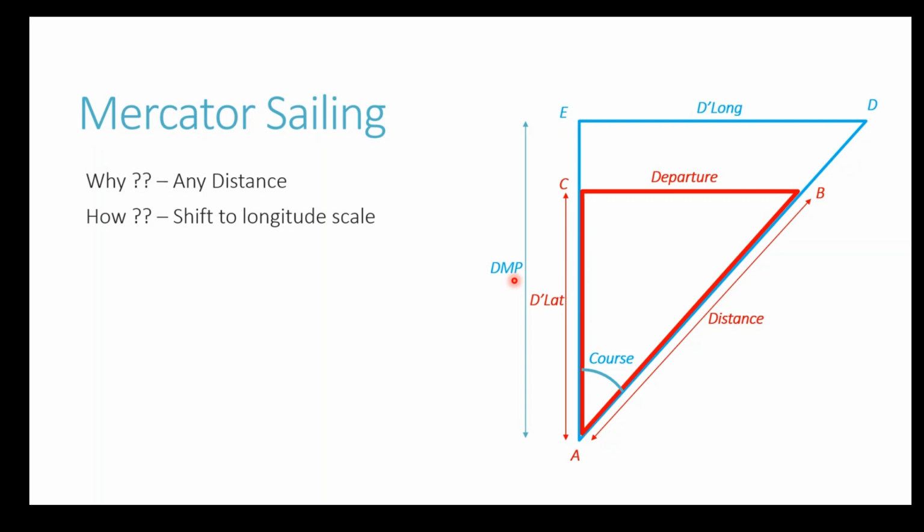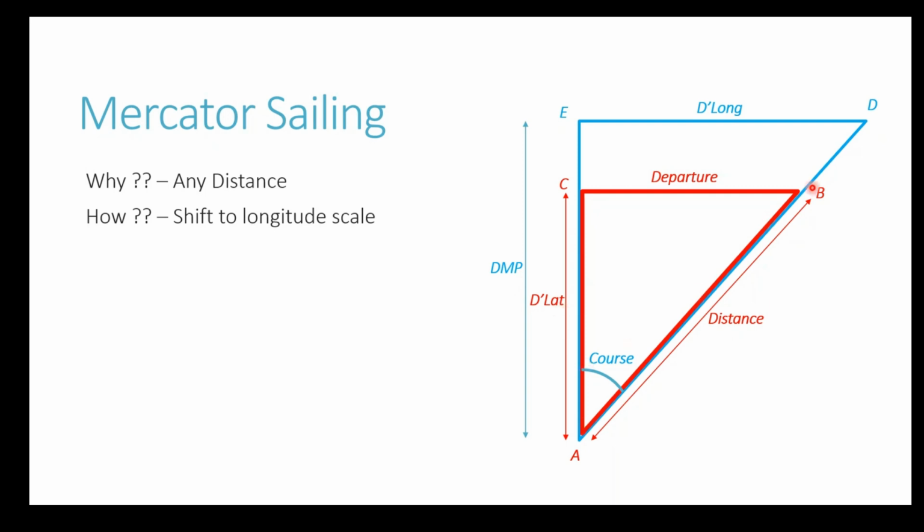So measuring this side in DMP basically tells us how many minutes of longitude can be placed between A and B's latitudes. This is the meaning of DMP, difference of meridional parts: how many minutes of longitude can be placed between the parallel of our initial position A and the parallel of our final position B? So you see we have measured the side AE, the vertical side, in longitude units.